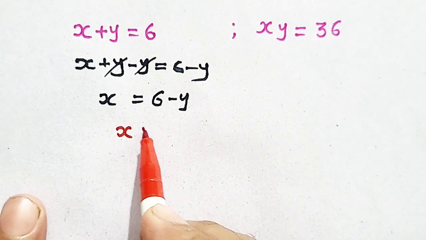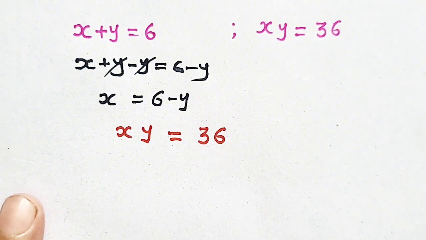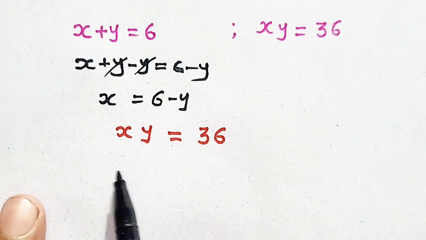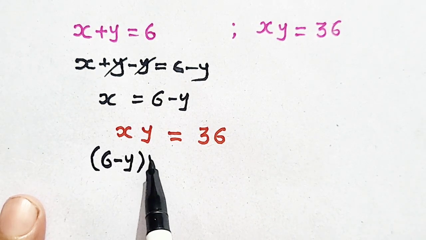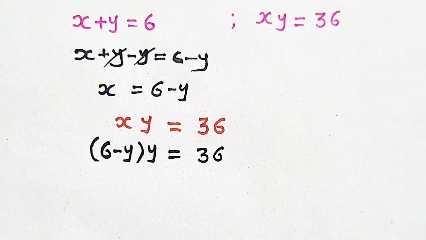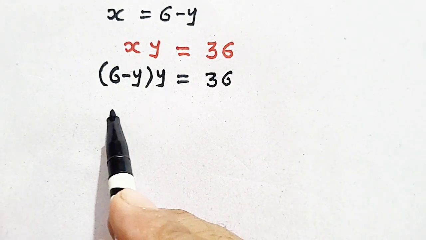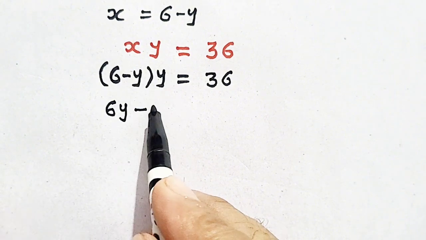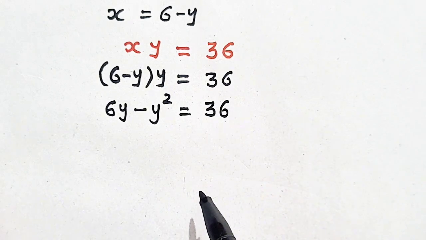xy is equal to 36. So we have to replace x equal to 6 minus y. So (6 minus y) times y is equal to 36. Now multiply: 6 times y will become 6y, minus y times y will become y squared, is equal to 36.